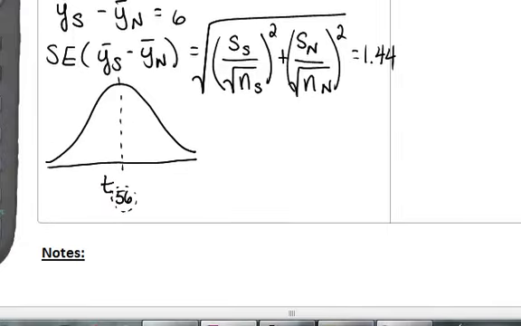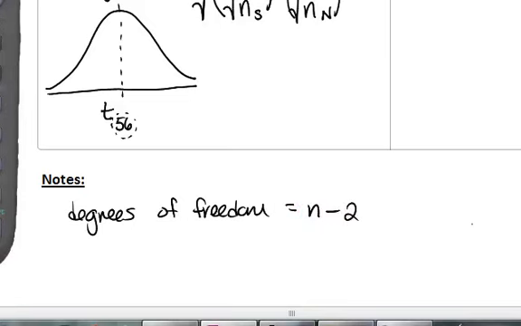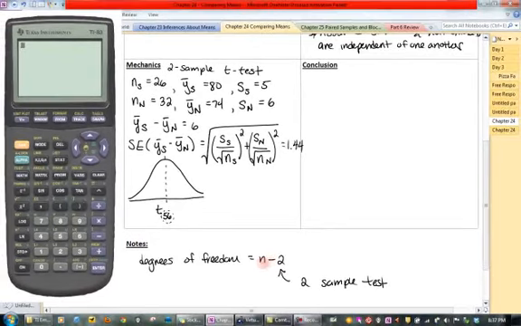All right, so now here's the deal. I'm going to go down to the notes section and talk about degrees of freedom for a second. When we're dealing with two samples, instead of subtracting one like we did for a one sample, we're going to subtract 2. So we're getting our degrees of freedom by taking n minus 2, and that's because we were doing a 2-sample test. For a 1-sample test, it was n minus 1. For a 2-sample test, it's n minus 2. I think that makes reasonable sense. Okay, for as much sense right now as degrees of freedom makes.